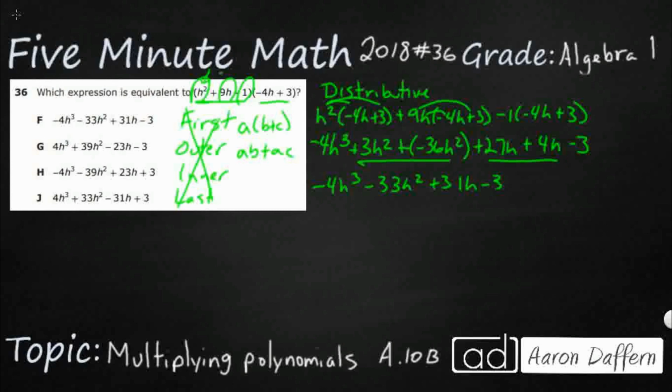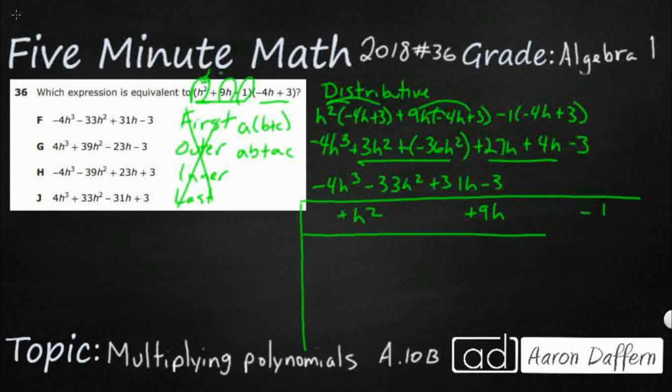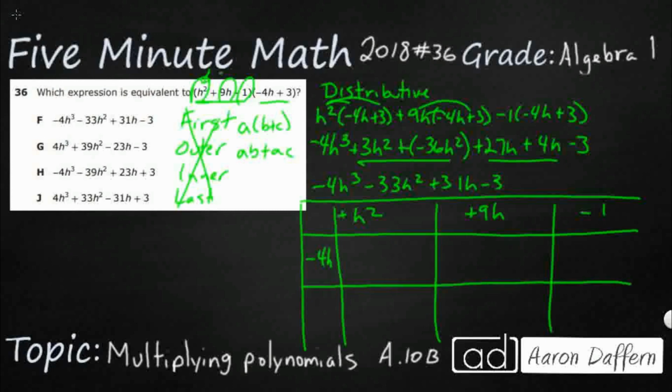So let me show you the box method, and you might prefer this one. So how do we do the box method? All right, so let me just create a little box here. I'm going to take my first term, my h squared, and I need to keep my sign, so I'm going to put a plus 9h, and then I have a minus 1. Now I'm going to take my second, my minus 4h, and then my positive 3. All right, so there we go.